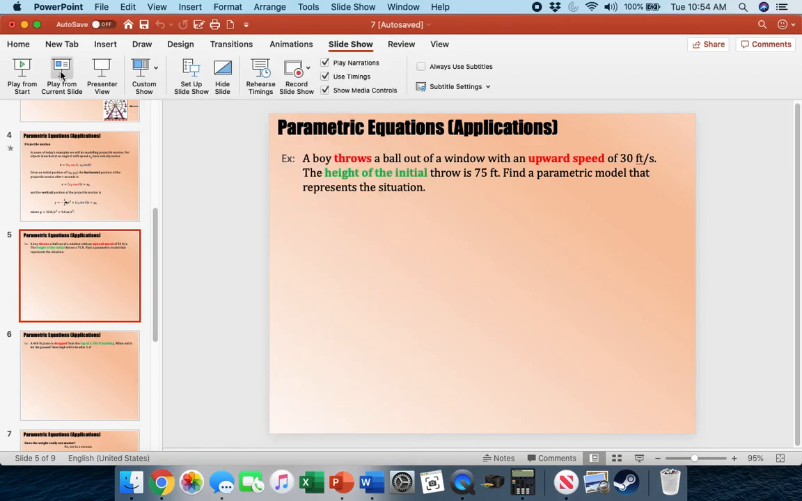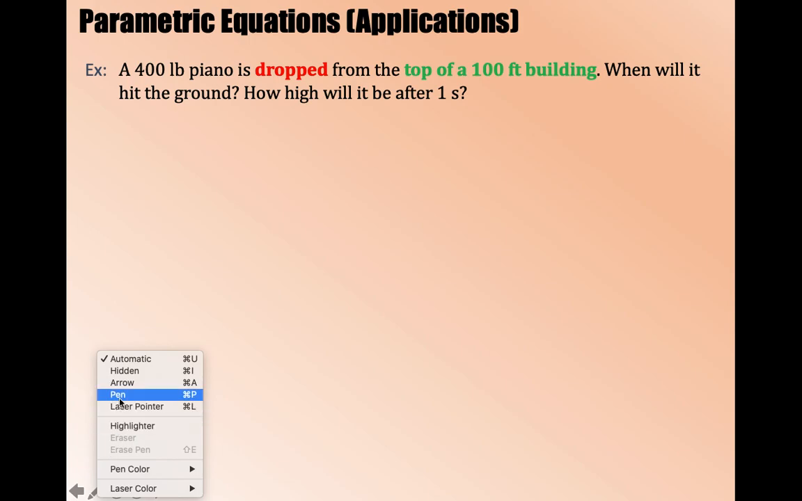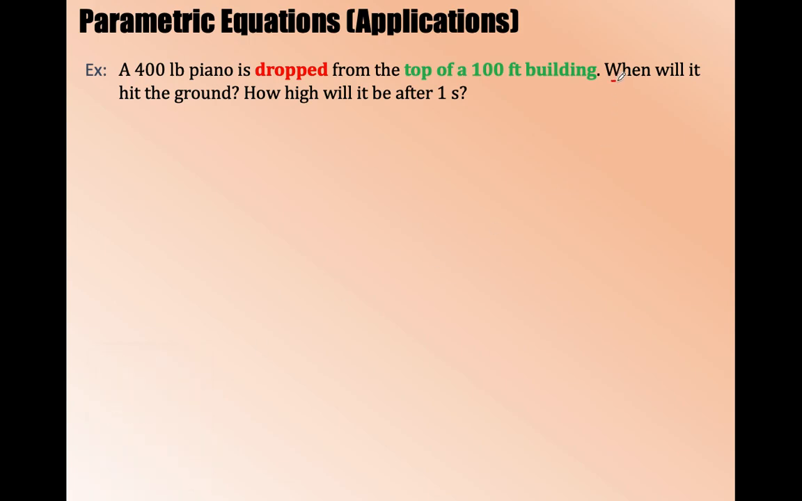All right, let's move to the next one. A 400-pound piano is dropped from the top of a 100-foot building. Dropped is going to be very important to our equation. This time they are asking me more than just to model. They are asking me when, which is a time question, and how high it will be after a certain time in seconds. So what should we be thinking about here? Well, firstly, drop. Thank goodness, right?